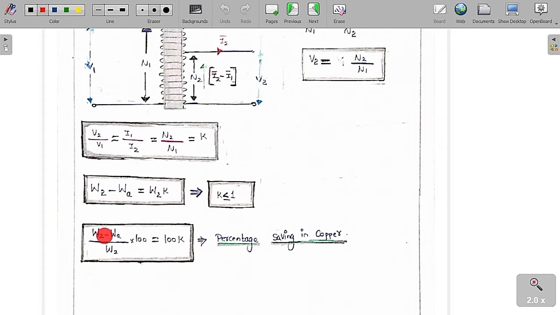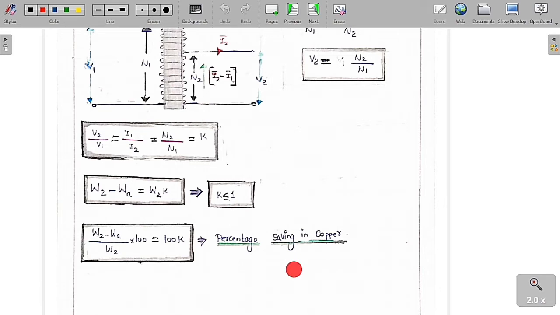Therefore the percentage of copper saving is equal to copper weight in two-winding transformer minus copper weight in auto transformer by copper weight in two-winding transformer into 100, which is equal to 100 into K, or equal to 100 by the turns ratio of the auto transformer. So K and the turns ratio of the auto transformer are inversely proportional. The transformation ratio is equal to 1 by the turns ratio of the auto transformer. I have already told this one. This is called the percentage saving.